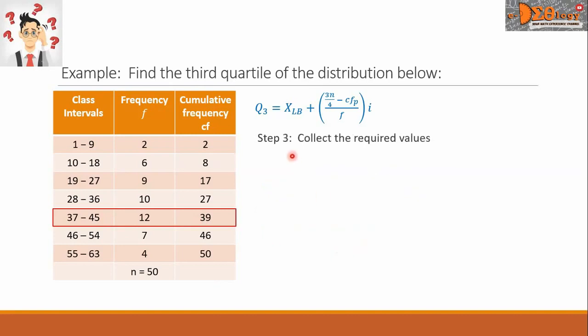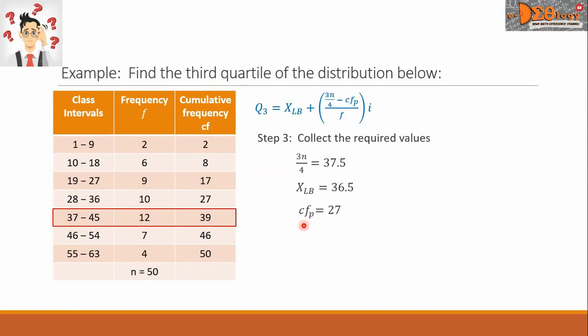For step 3, let us collect the required values. We started with 3n over 4 from step 1, and we know that value is 37.5. Next is the x sub LB. This is the lower class boundary of the third quartile class. We write here 36.5. We got this value from the lower limit of the class. This 37 minus 0.5 is 36.5.